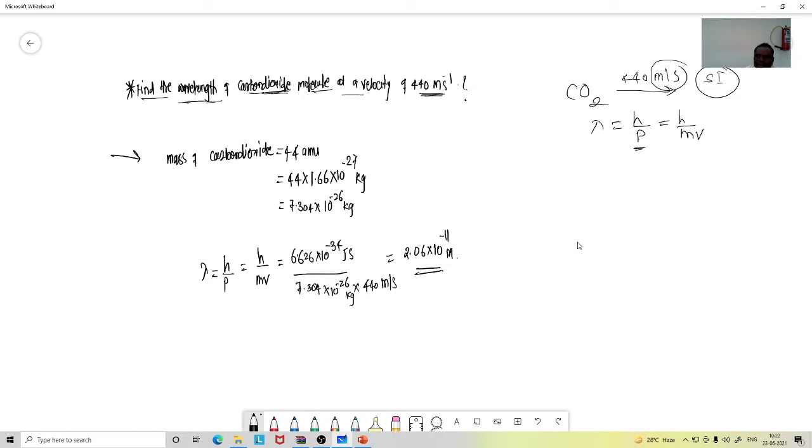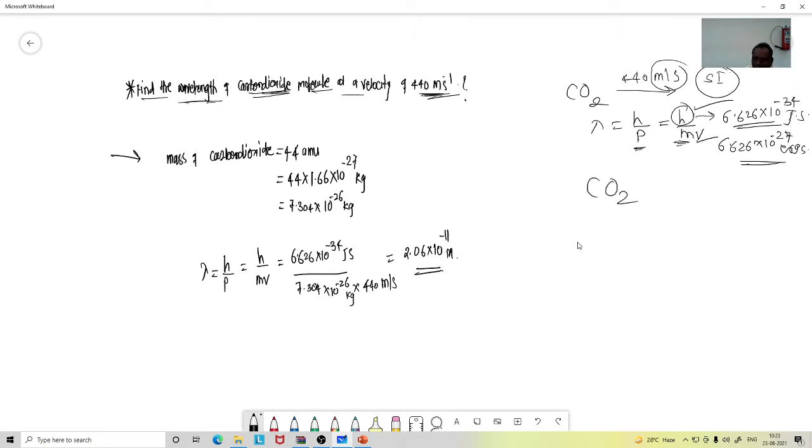So velocity is given. h is the Planck's constant, that is again in the SI unit, that is 6.626 into 10 raised to minus 34 joule second, right? If it is in the CGS unit, 6.626 into 10 raised to minus 27 erg second. The value is given in the SI unit, therefore we have to take the Planck constant value in the SI unit. So Planck's constant value we know, velocity of the carbon dioxide we know. Then we have to calculate the mass of the carbon dioxide molecule.